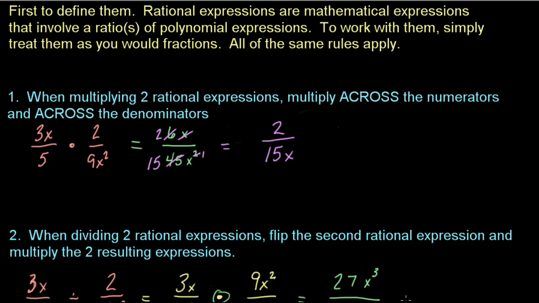At this point, we are done. 27 is only divisible by 3, 10 is not, and therefore there's no simplification to be done. Just remember your rules from fractions. Rational expressions, don't change a thing about it.